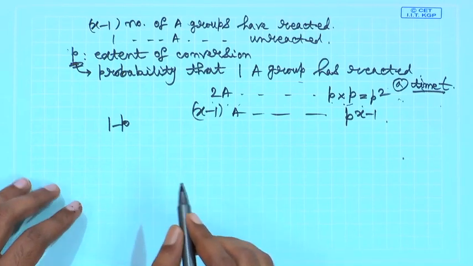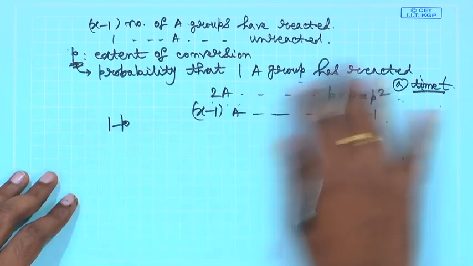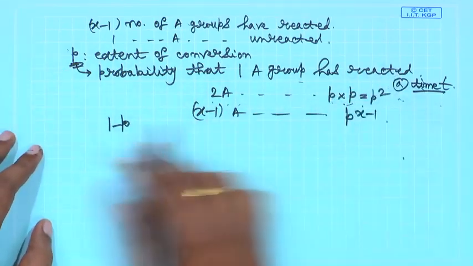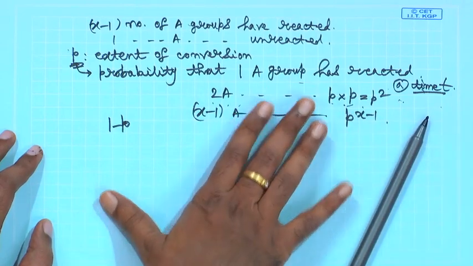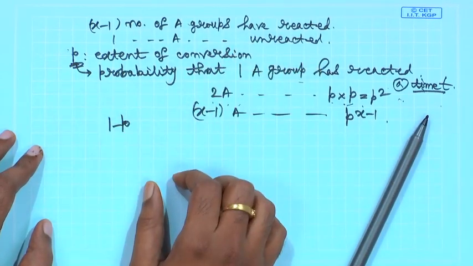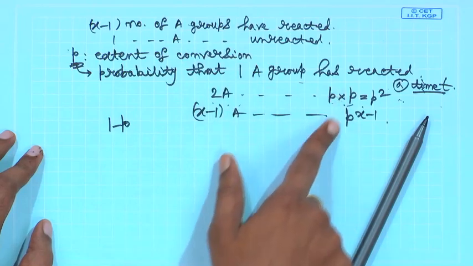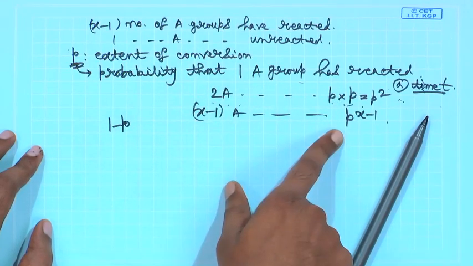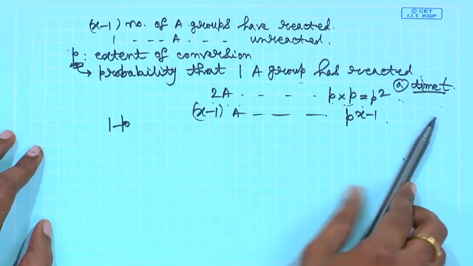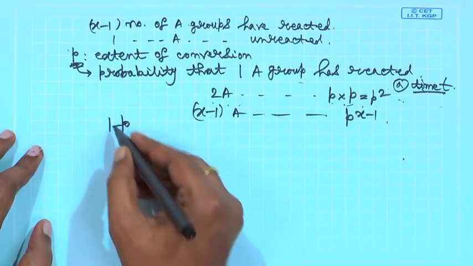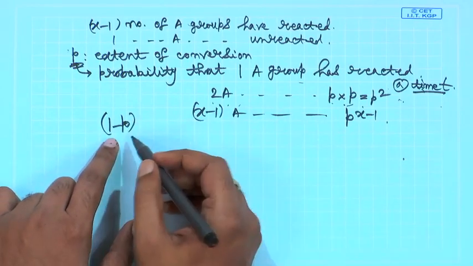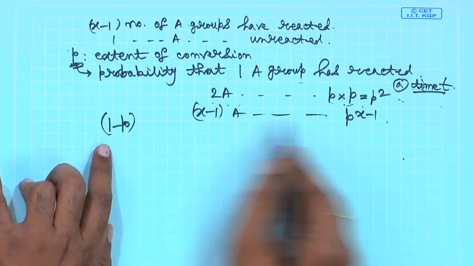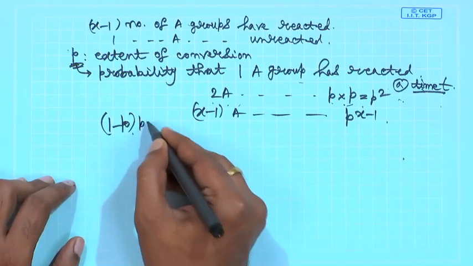So, ultimately, what is the probability that all these events occur simultaneously? Because you have to look for the probability of finding the x-mer. The x-mer will be produced when all these events occur simultaneously, that means x minus 1 A groups have reacted and 1 A group has not reacted. Because these events are independent, there will be multiplication of 1 minus P with P to the power x minus 1.